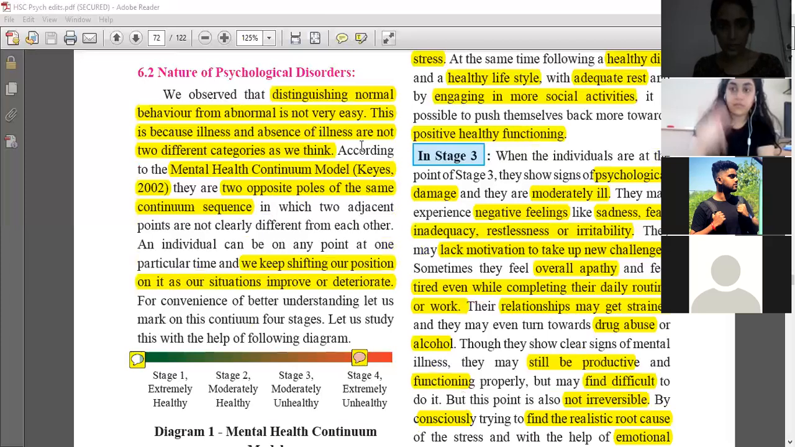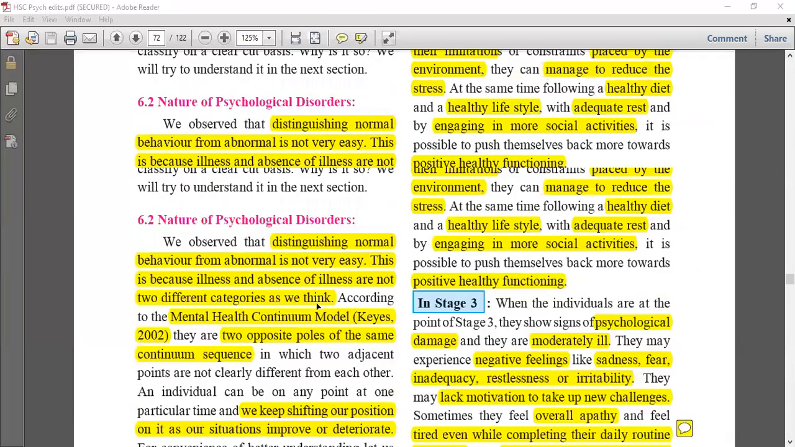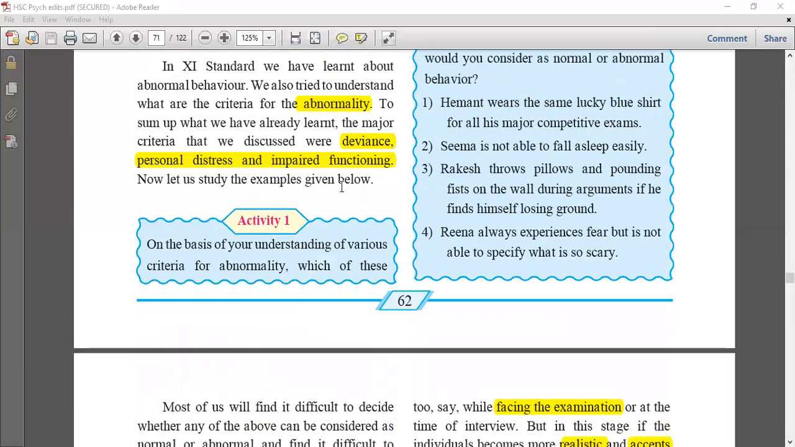Now, what are psychological disorders? Ma'am, what is the definition of abnormality? I mean, what do we write? You don't have a very specific definition, but anything that deviates from normal, that is called abnormal. And you can mention this, what I've highlighted over here. Any deviance, personal distress, and impaired functioning is abnormality. Any deviance from normality which leads to personal distress and impaired functioning.